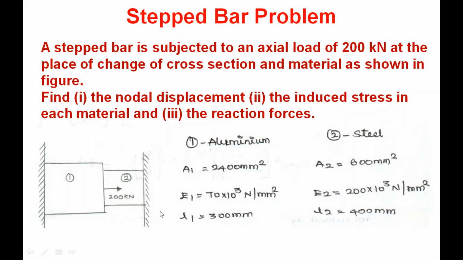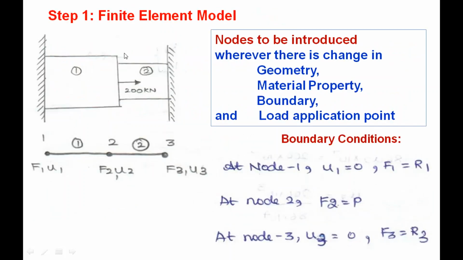Now we will go to the problem. First step, we have to make a finite element model for the given structure. Now, how many elements should be used for solving a particular problem? For that, we should use this thumb rule. So we have to introduce the node point wherever there is change in geometry takes place, or wherever there is change in material property occurs, wherever there is a boundary defined. Then also we have to introduce a node at the load application point.